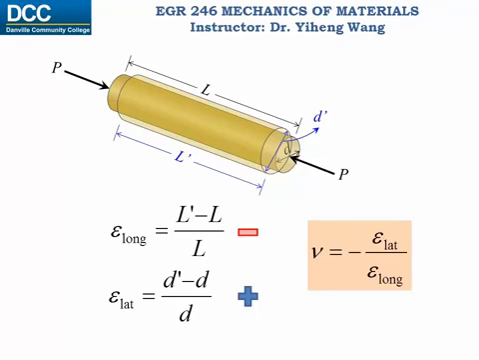Just like density or Young's modulus, the Poisson's ratio is an important property of material. It is always positive, dimensionless, and is typically between 0 and 0.5.